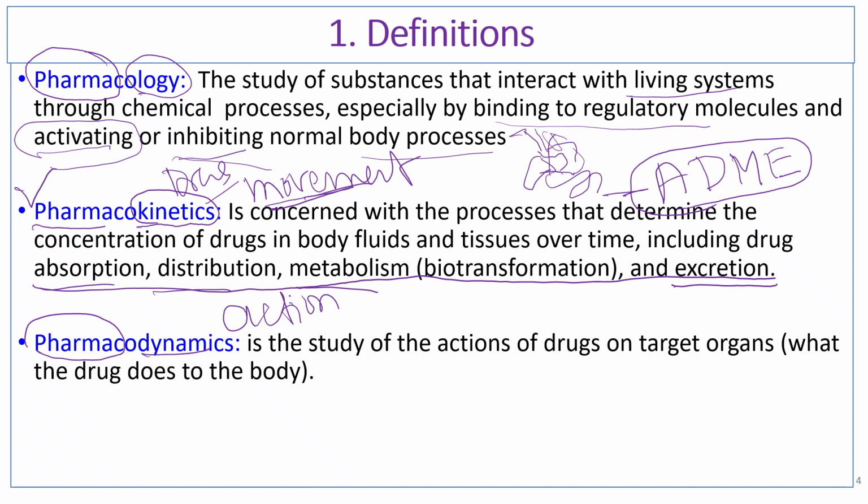So how does the medication produce its effect? Mechanism of action is the study of the actions of drugs by binding to regulatory molecules like receptors and enzymes, right? And they produce an effect, a response: effect, efficacy, potency. Then while producing the effect, they may also cause adverse effects, side effects, toxicities. So this comes under pharmacodynamics: the medication or drug action, receptors, enzymes, mechanism of action. That is pharmacodynamics.